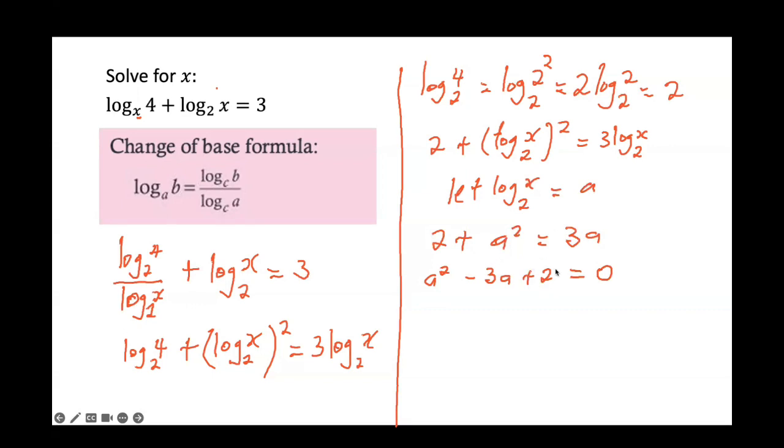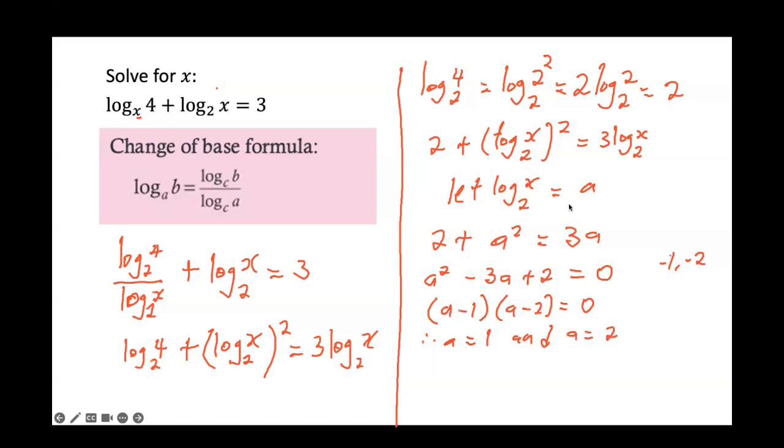Now we have to find two factors of 2 that when we add, we get negative 3. And those factors will be negative 1 and negative 2. This means that this can be factorized to (a minus 1)(a minus 2) equal to 0. Therefore, a is equal to 1 and a is equal to 2.